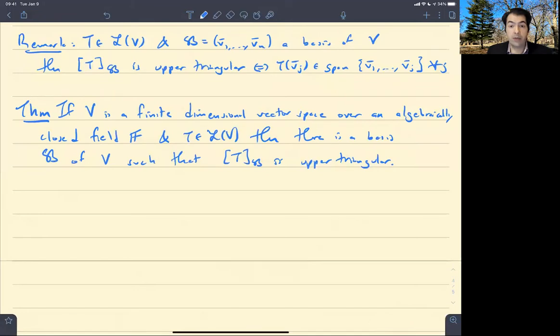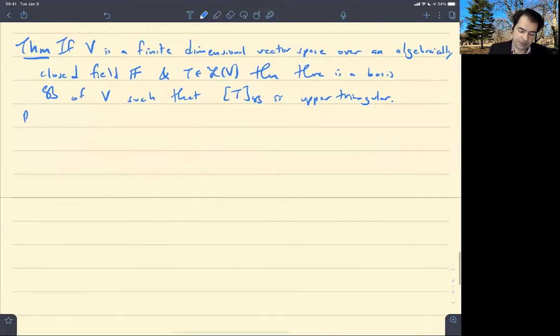Okay, so this is great because, like we said at the beginning of class, representing a map with an upper triangular matrix is almost as good as representing it with a diagonal matrix. And this theorem says that as long as the vector space you're working with is finite dimensional over an algebraically closed field, then every linear map can be put into upper triangular form. Okay, so let's prove this.